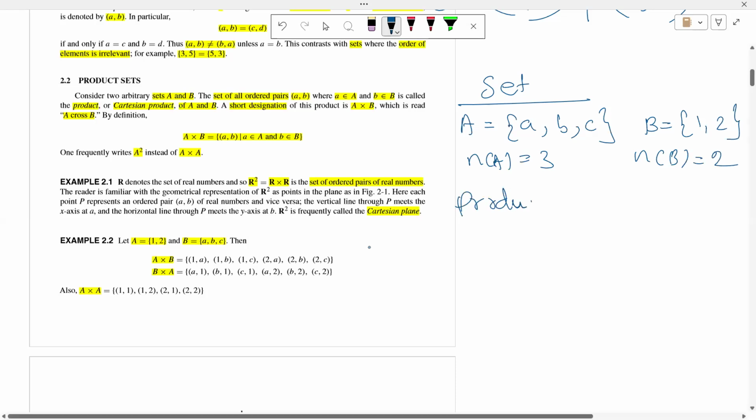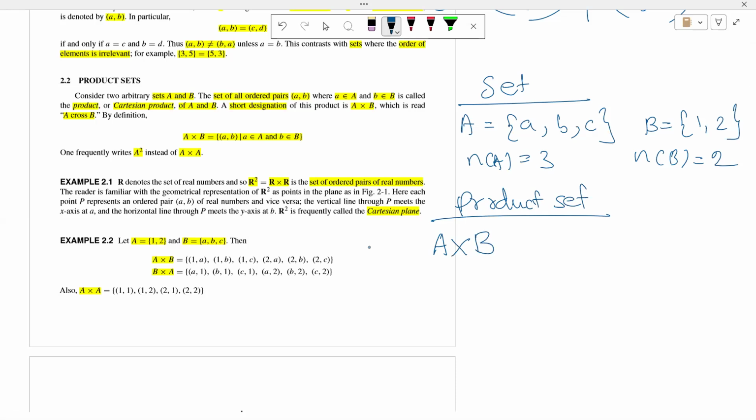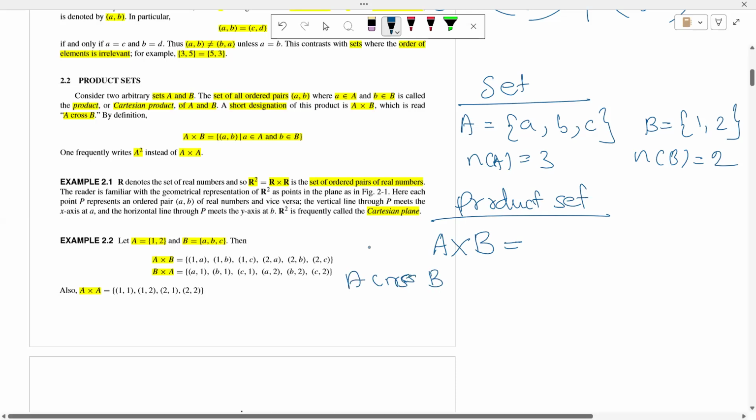Product set means we can write the product set as A cross B. If you have two sets A and B, the product set of A and B is written this way, and we read it as A cross B. A cross B indicates the product set of A and B. A is one set, B is another set, and we will find the product. Product means multiplication of elements in an ordered manner.